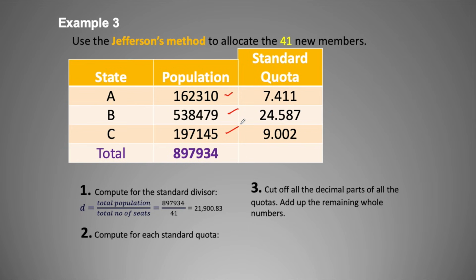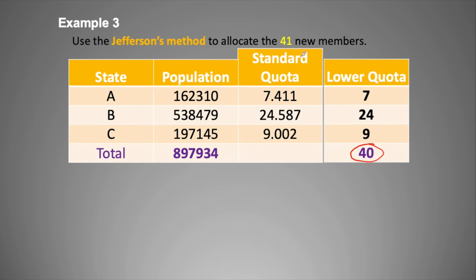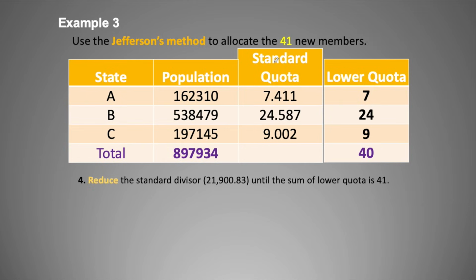Then we have to cut off all the decimal parts of the quotas, which gives us 7, 24, and 9, and adding the remaining whole numbers, we have 40. Now, since this total lacks 1 member, we have to assign 1 member to either state A, B, or C. And how do we do that? We just have to reduce the standard divisor, which is 21,900.83, until the sum of the lower quota becomes 41.